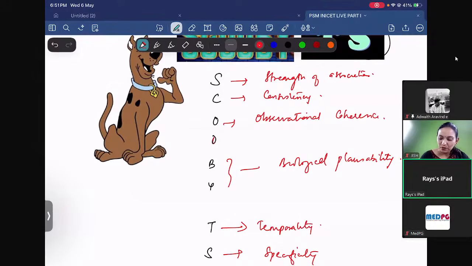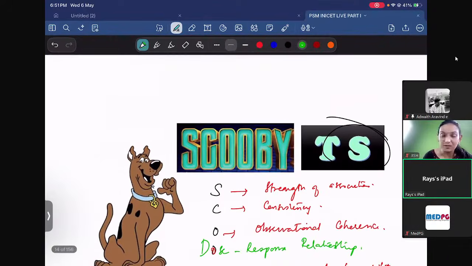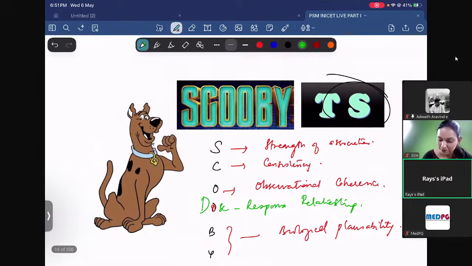Now we have one more O. Here, you have to remember it like this: the dose response relationship. Ideally it should be a D, but then my mnemonic won't match with a D. So you remember the second letter. Okay, dose response relationship. So these are some of the most important criteria under the Bradford Hill criteria of causation. I hope that is clear to you, and you will be able to answer without wasting much time if you get a question on that.